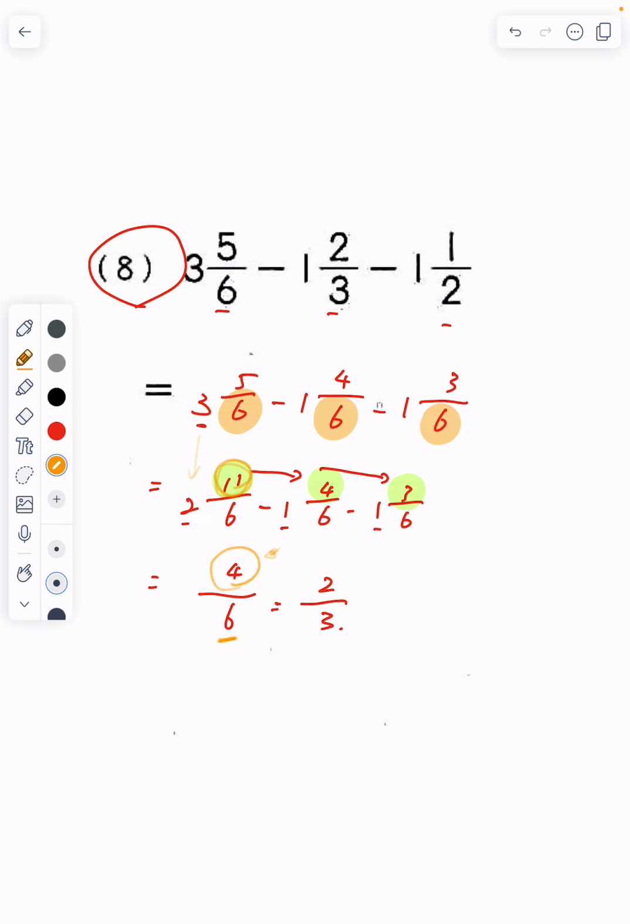The 6 remains the same. How come there's no whole number here? Because 2 already minus the 1, and already minus the 1 here, so 2 becomes 0. So the last answer will be 2 over 3. Done.